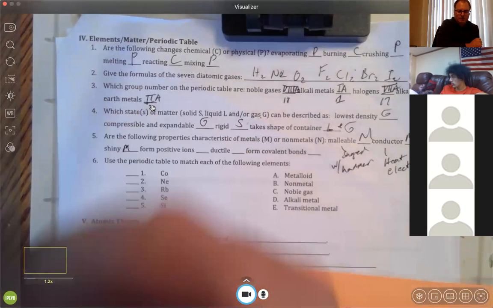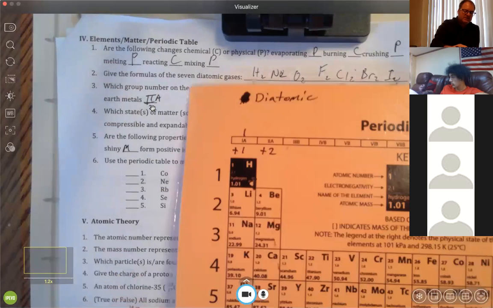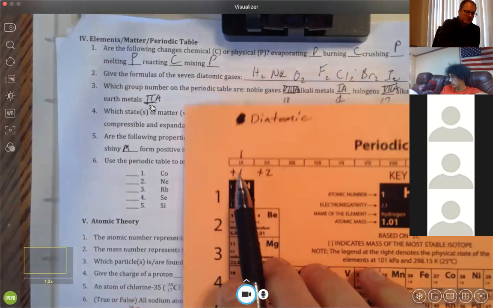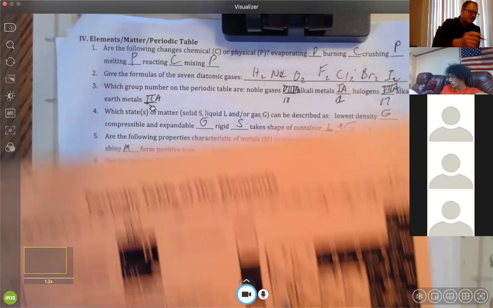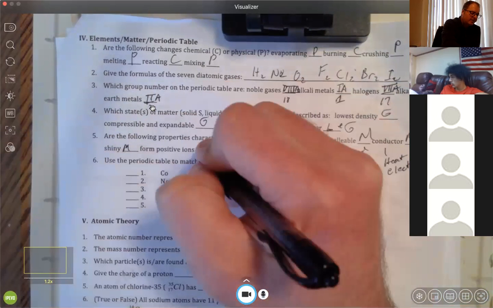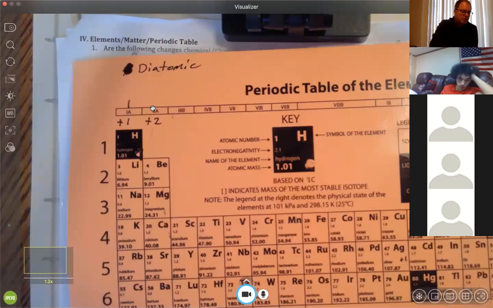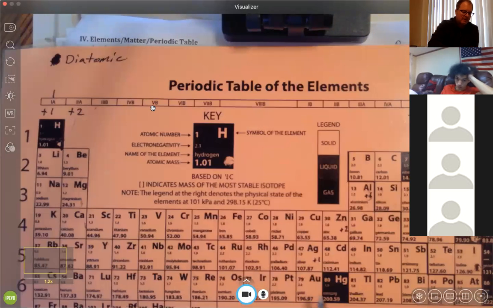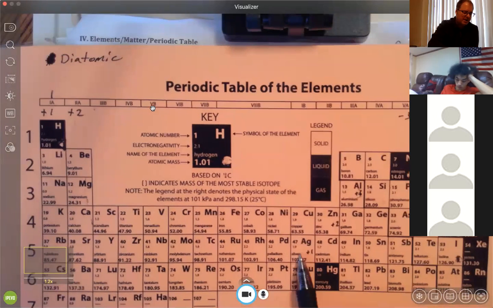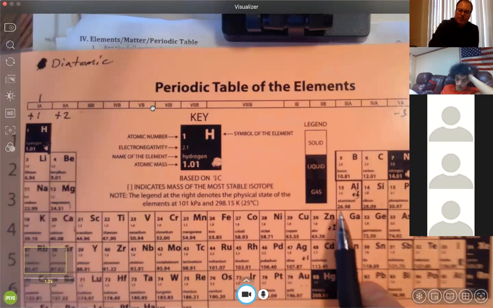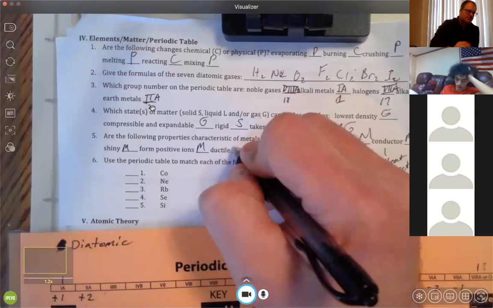It's shiny. Which ones form positive ions? Well, remember the metals are these guys over here. Look, +1, +2, +1, +2, +3. Those are metals. Cations are called positive ions. Which ones are ductile? Which ones can be made into wire? Well, we can have copper wire, silver wire, aluminum foil. That's a ductility property. All of those, again, are metals.